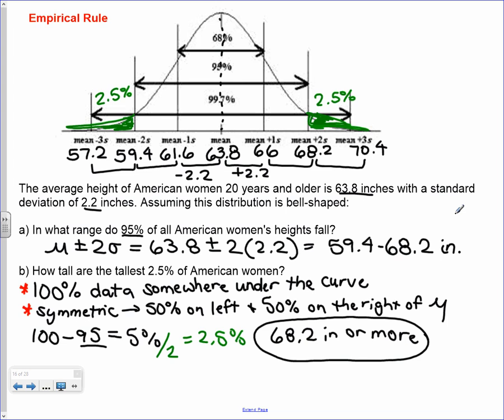Here's how we use that empirical rule. When we get the mean, they give us the mean probably in our problem.